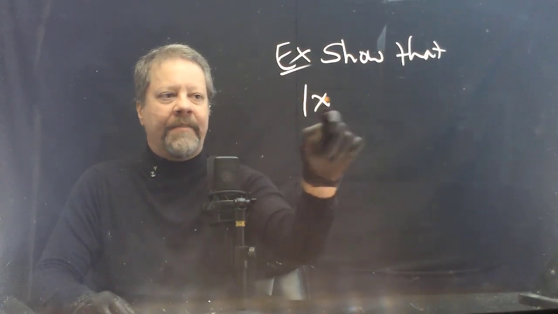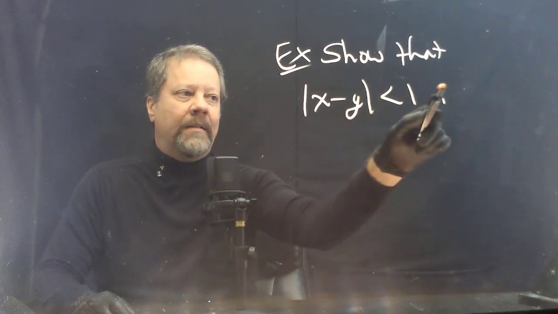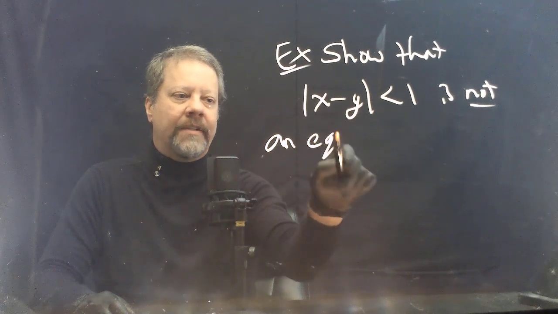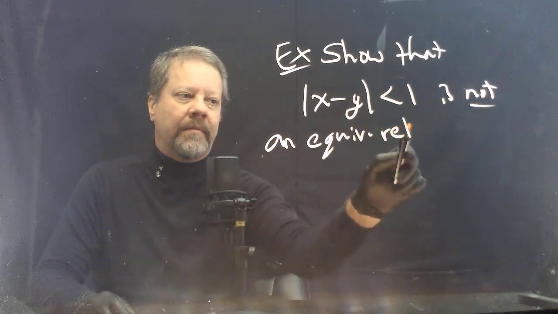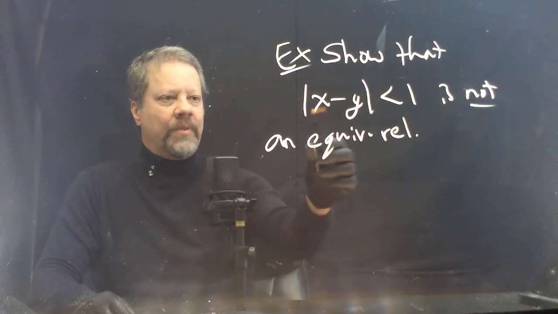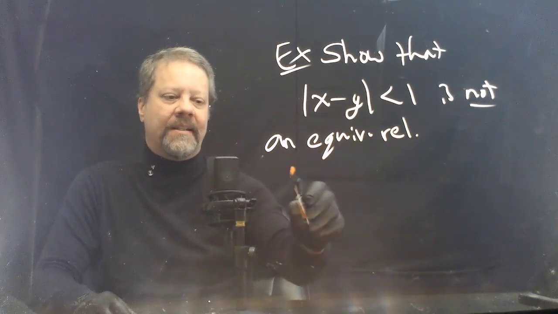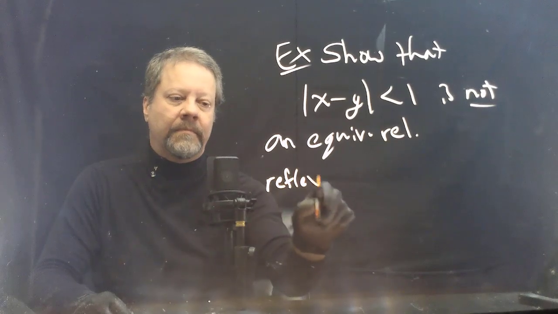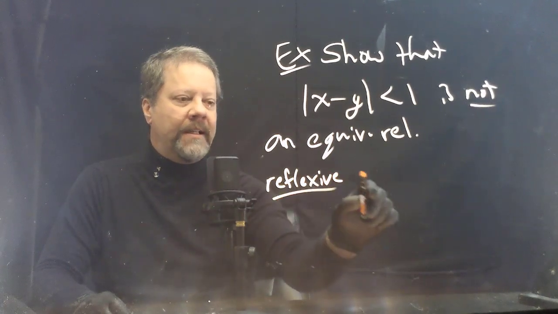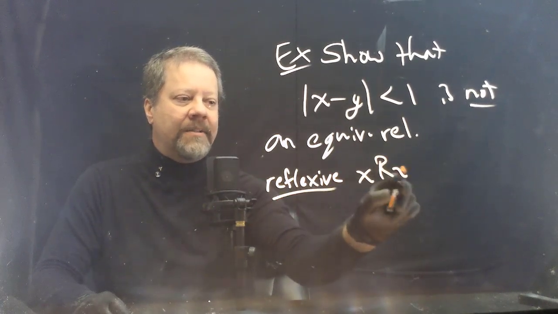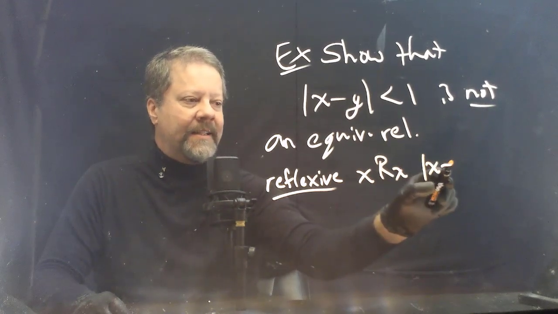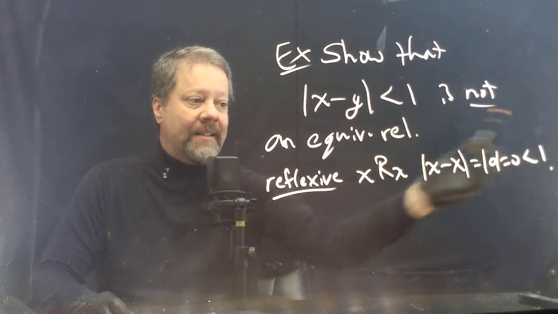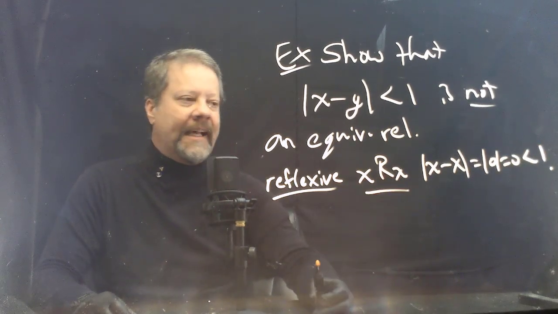Show that the absolute value of x minus y is less than 1 is not an equivalence relation. We're saying the distance between 2 points is less than 1. Well, surely it is reflexive, because x will be related to x. x minus x is 0, and that's less than 1. So x is related to x.